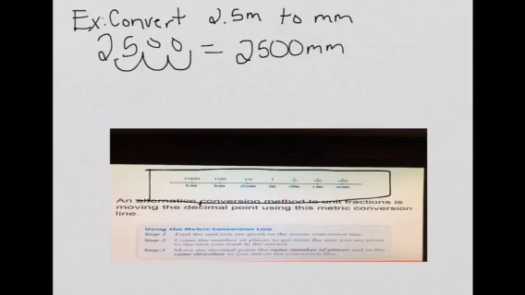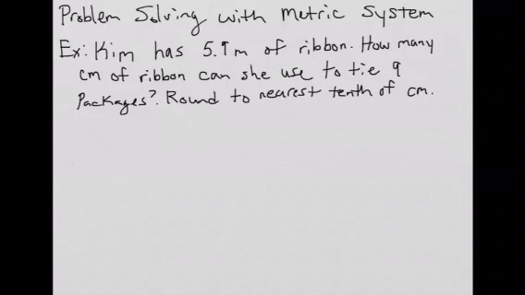But now what we're going to look at is we're actually going to look at problem solving. So we're going to go back to word problems that deal with the metric system. All right. So in this problem, it says Kim has 5.9 meters of ribbon. How many centimeters of ribbon can she use to tie 9 packages? Round your answer to the nearest tenth of a centimeter.